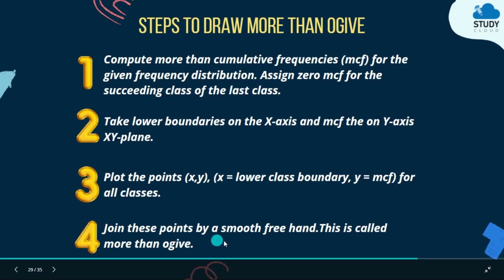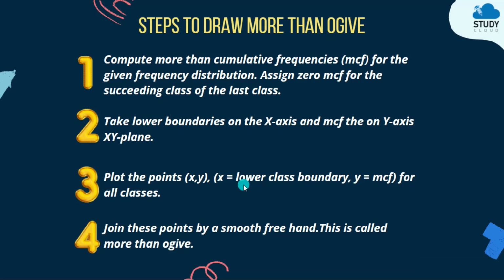Join these points by a smooth freehand curve. This is called the more than ogive. So it is quite opposite to the less than ogive. In the less than ogive we were taking the preceding class, but here we are taking the succeeding class. Here we are taking the last class; in the previous one it was the first class. Then in the second point, in the previous one we used the upper class boundary, here we are taking the lower class boundary. So this is the difference between both.